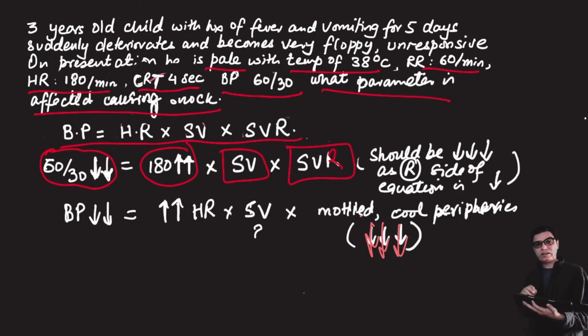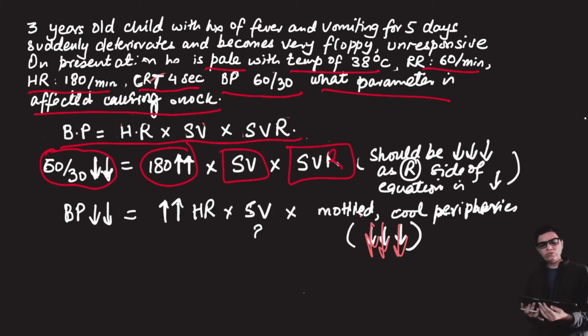Why? Because that child has got cold peripheries and he's got a cap refill time of 4 seconds. So the problem is with decreased systemic vascular resistance. Okay, why? Because he's mottled, he's got cold peripheries, and his cap refill time is increased. So what could be the reason? Systemic vascular resistance is most commonly reduced in what? In sepsis, in anaphylactic shock, in adrenal crisis, or in neurogenic shock. Because he's got a temperature and a history of vomiting, most probably you are dealing with sepsis in this particular case, or there could be another possibility of adrenal crisis as well.